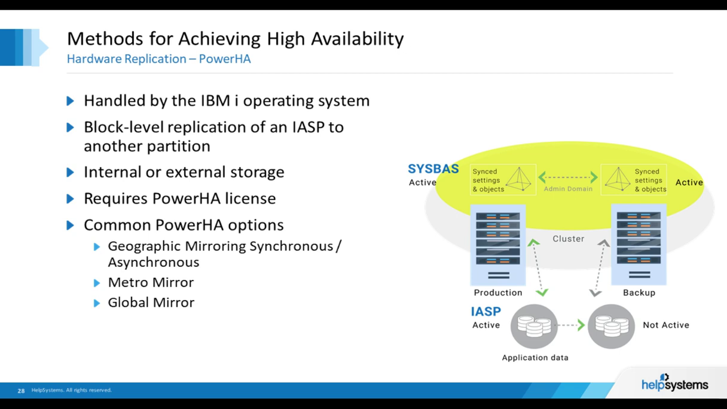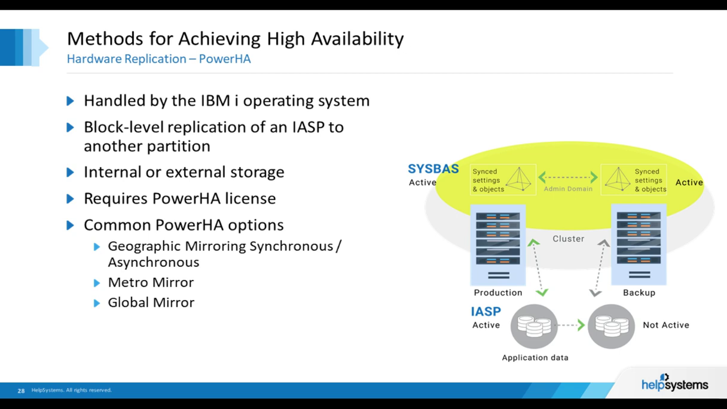There are many flavors of PowerHA. Geographic mirroring is definitely internal disk, but you can use external. It does offer synchronous and asynchronous communications, so we can get geographical distances with asynchronous communications. Of course, we're going to have a little bit of latency there. Or synchronous, if your data is within 30 kilometers, kind of IBM's standard on that, you could go synchronous. But if you want to go further, there's a function there to go asynchronous.